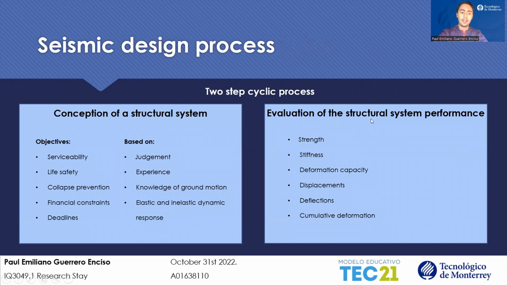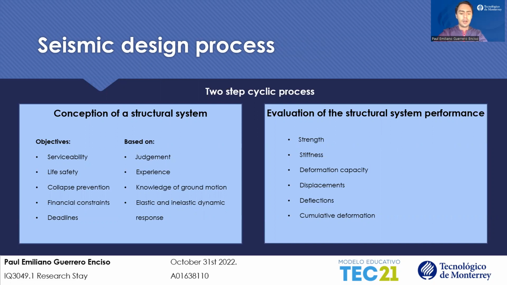Then we have to talk about the seismic design process. The seismic design process is often seen as a two-step cyclic process. The first step would be the conception of a structural system. The main objectives of this step are the serviceability, the life safety, and the collapse prevention of the structure, and also the financial and deadline constraints of the project. This step is often based on the engineer's judgment, experience, and knowledge of ground motion. Also, the knowledge of elastic and inelastic dynamic response of the building.